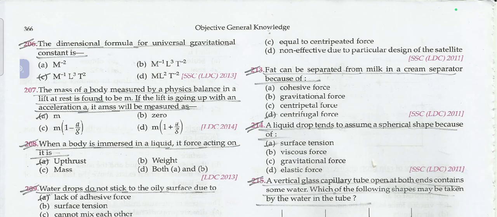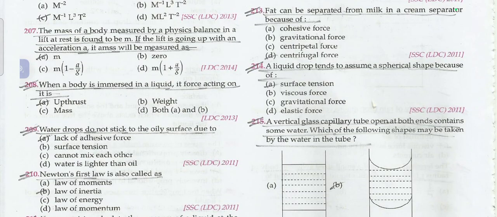The dimensional formula for universal gravitational constant is M to the power minus 1 L cube T to the power minus 2. The mass of a body measured by a physics balance in a lift at rest is found to be m. If the lift is going up with an acceleration a, its mass will be measured as m. When a body is immersed in a liquid, the force acting on it is upthrust.